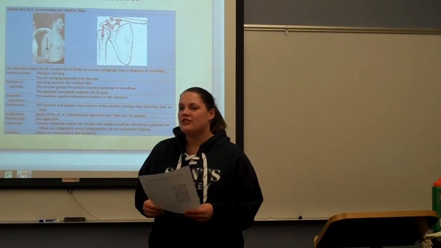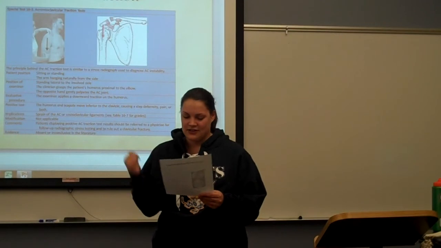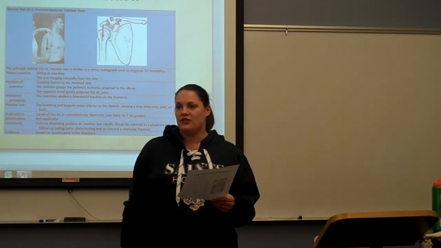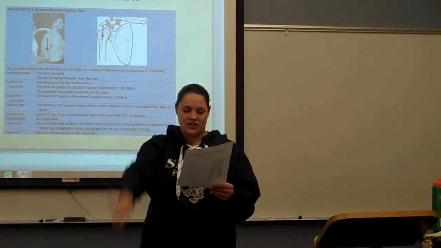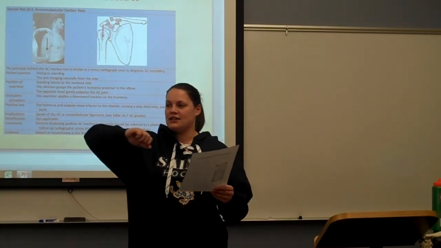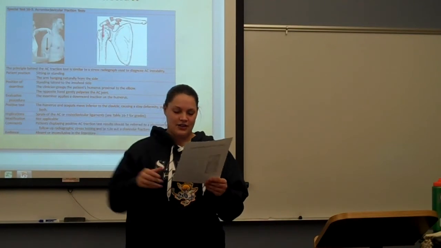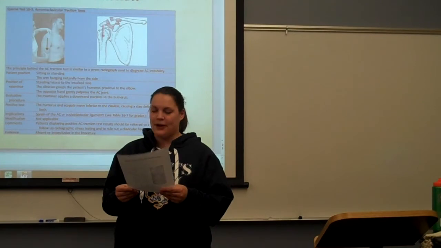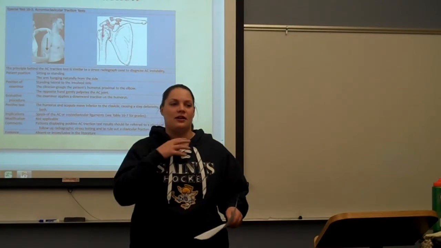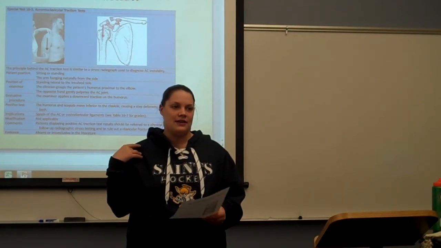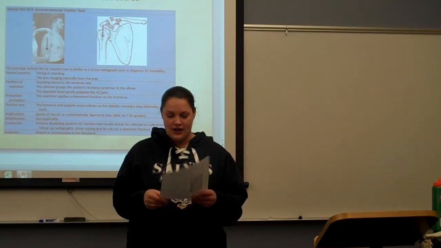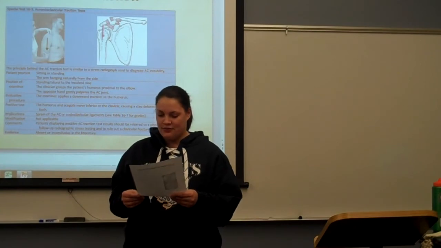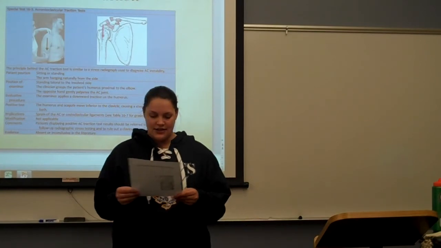Some of the special tests that you can use to evaluate this that we just learned today are the Neer test, so internal rotation and passive flexion, and the Hawkins test. You're going to have increased pain with the apprehension test, and like Dave said, you want to make sure that you're asking where the pain is, because that's going to help you differentiate. And you'll have decreased pain with the relocation test.